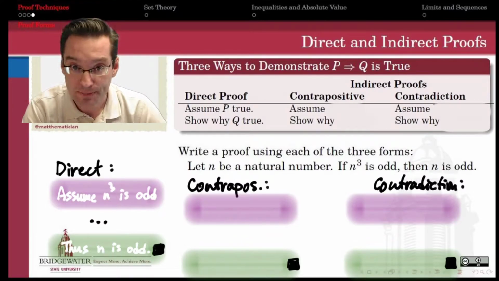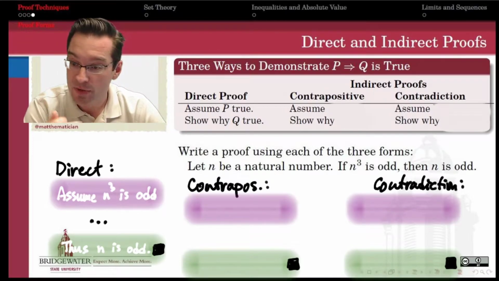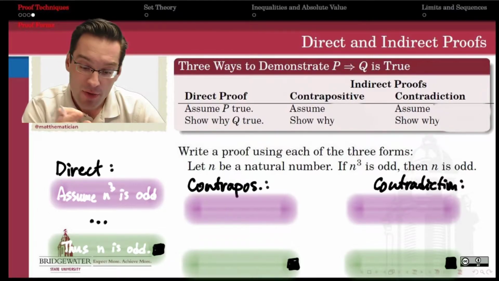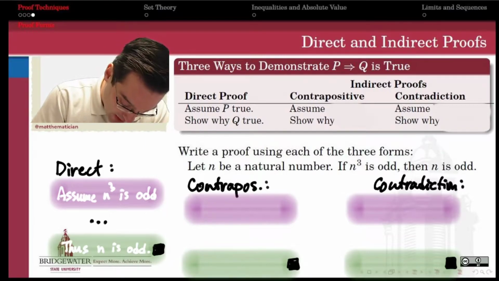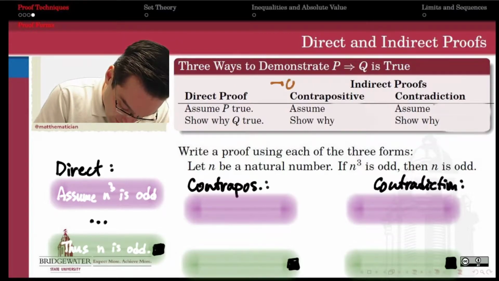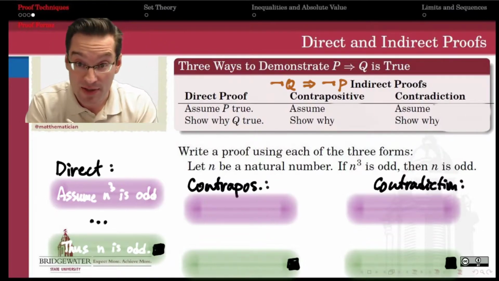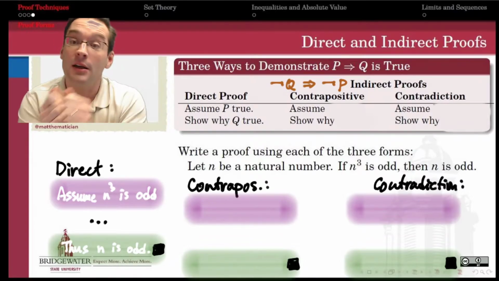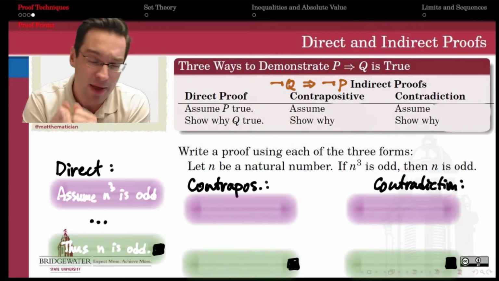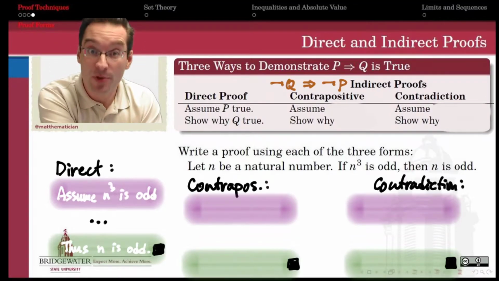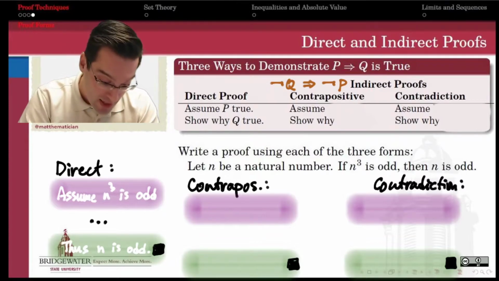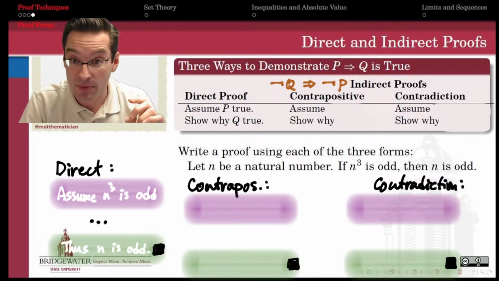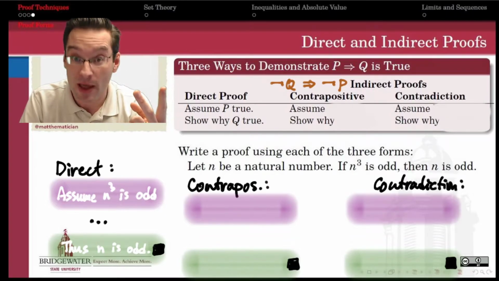Meanwhile, a proof by contrapositive goes the other way around, and it seeks to prove an equivalent implication to P implies Q. So an equivalent implication to P implies Q is the contrapositive implication, not Q implies not P. So that's what I mean when I say the word contrapositive. The contrapositive of P implies Q is not Q implies not P. So it's not possible for my conclusion to be false unless my premise was also false, right? That is an equivalent statement to P implies Q. And so a contrapositive proof is a direct proof of that equivalent implication to P implies Q. You reverse the order and you reverse the truth values of the premise and the conclusion.